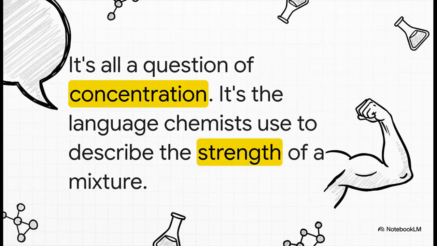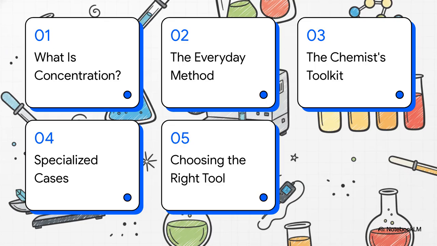Well, the answer to both of those things, and a whole lot more, all comes down to one crucial idea: concentration. You can think of it as the language chemists use to talk about the strength of a mixture, and today, we're going to learn how to speak it. So here's our game plan. First, we'll cover the absolute basics. What even is concentration? Then we'll look at a method you already see every single day: percentages. After that, we're going to dive deep into the real chemist toolkit and meet something called the mole. We'll even check out some super specialized tools before we figure out how to pick the perfect one for any situation. Sound good? Let's jump in.